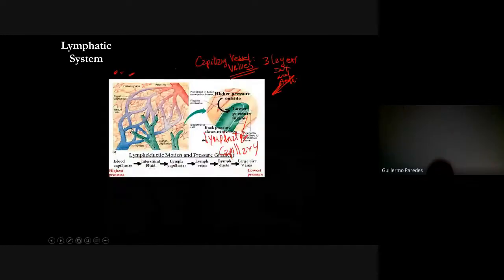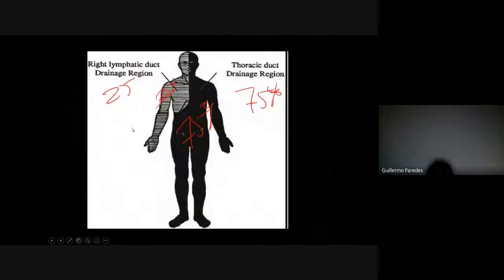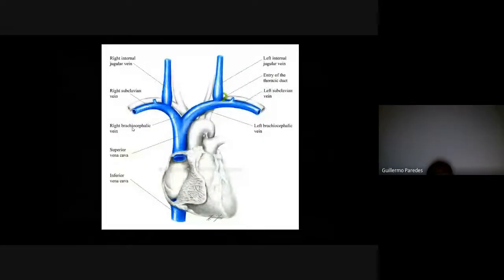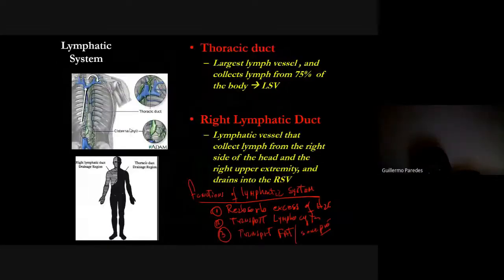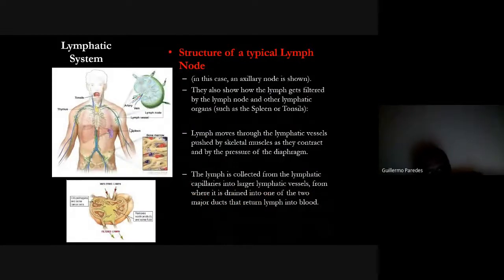We are going to see that now. Okay. So here you see that this is the subclavian vein, the subclavian in blue. All the green that you see here is collecting the lymphatic fluid from the lower extremities, from the abdomen, from the thorax, and they are going to drain into the subclavian vein.